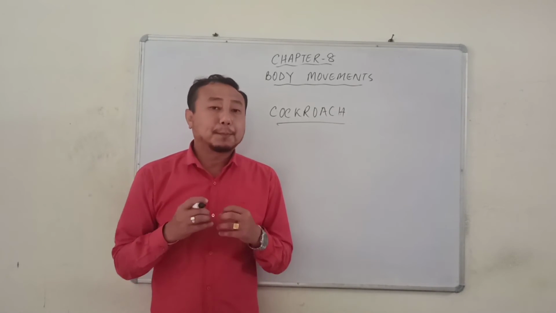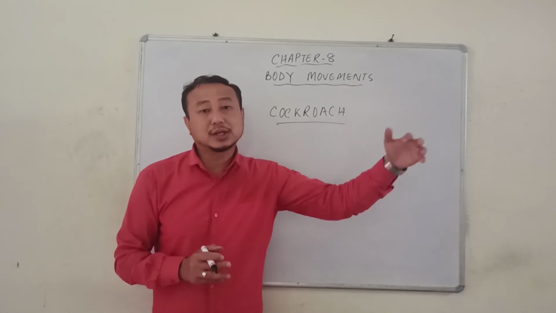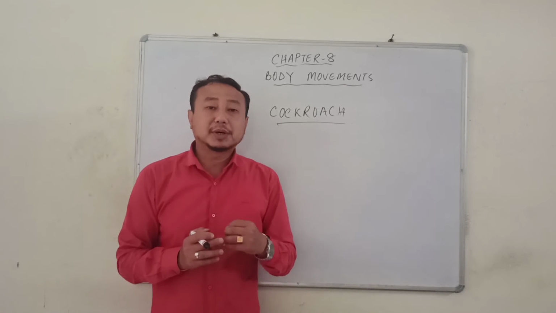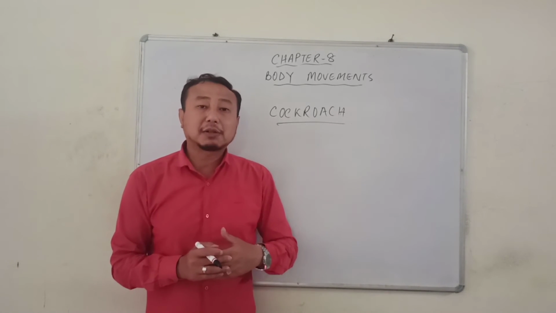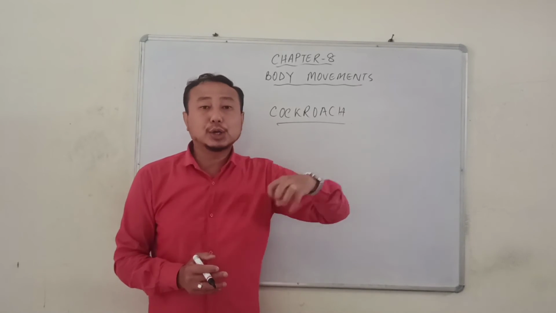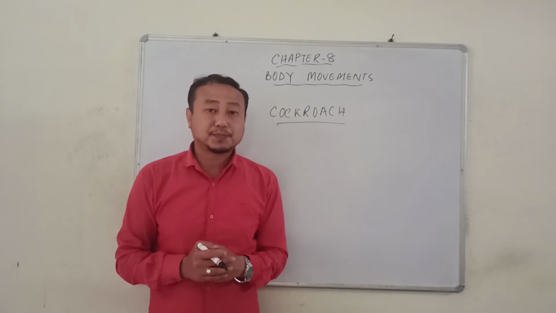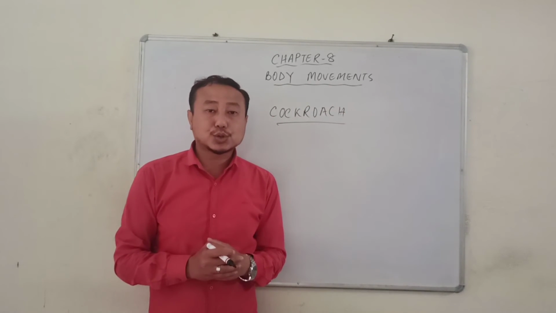The breast muscle helps in the movement of the wings and helps them to fly from one place to another, while the muscles present near the leg, when they contract and expand, help in the movement of their legs, because of which they are able to run or walk on any surface. So this is about the movements in the case of the cockroach.